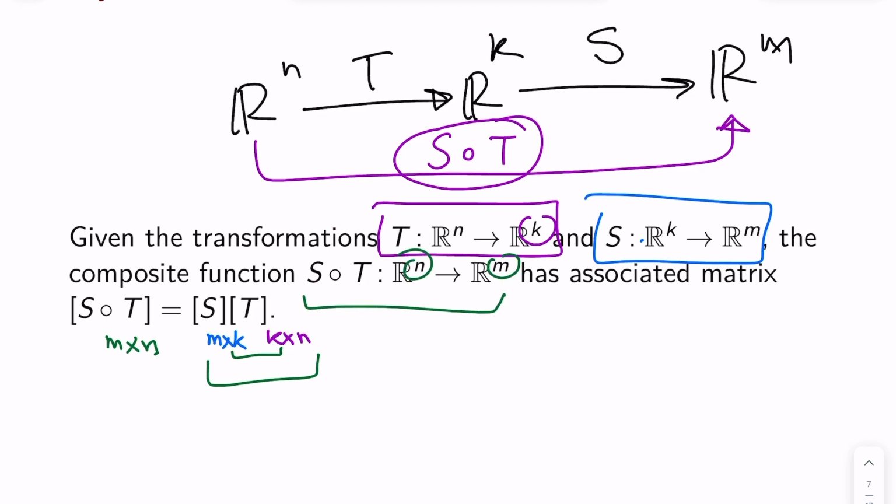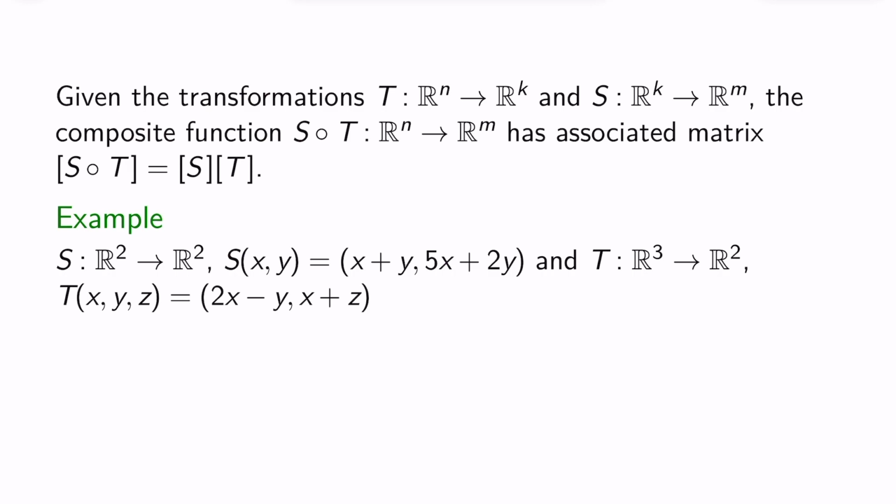Okay, so be sure that you review all these dimensions and you understand exactly that only with these dimensions the composition is possible. Composition is not always possible. It's possible only when the dimensions match in this way.